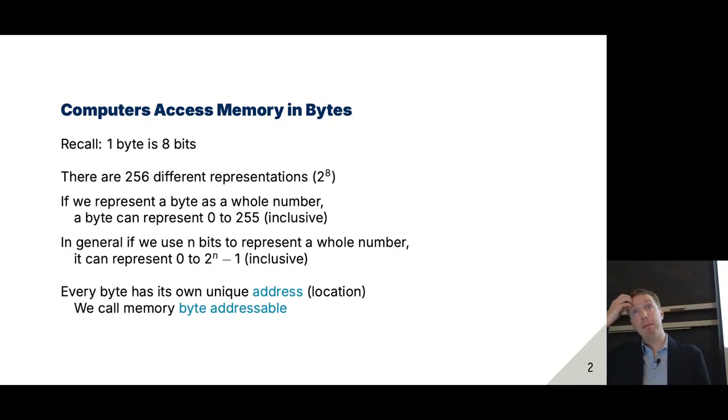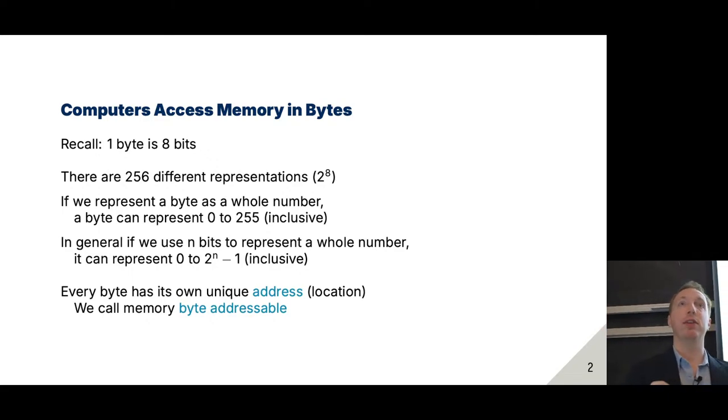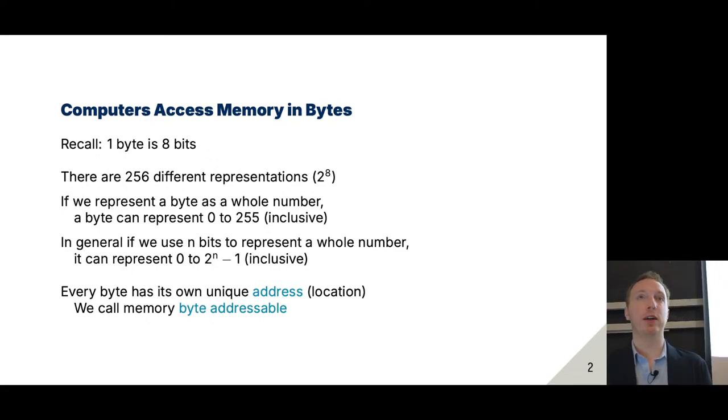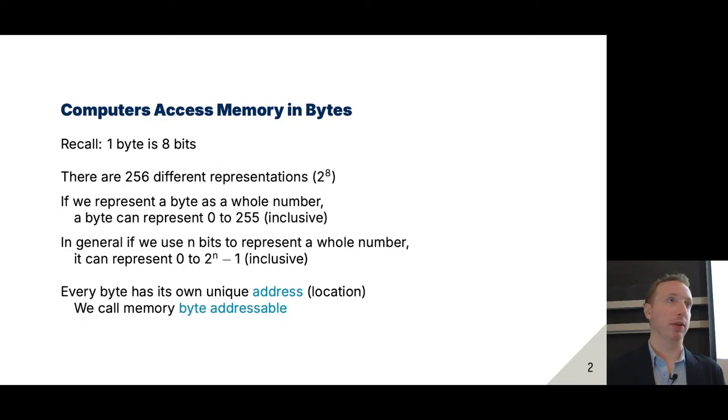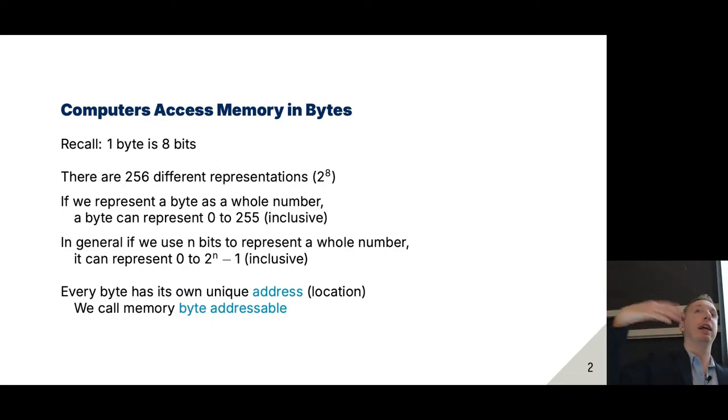So in memory, every byte has its own unique address. That is just another word for its location in memory. And we call memory byte addressable. So the smallest unit you can actually access in memory is a byte. You can't access a single bit. You have to access an entire byte at once, which is, again, 8 bits.